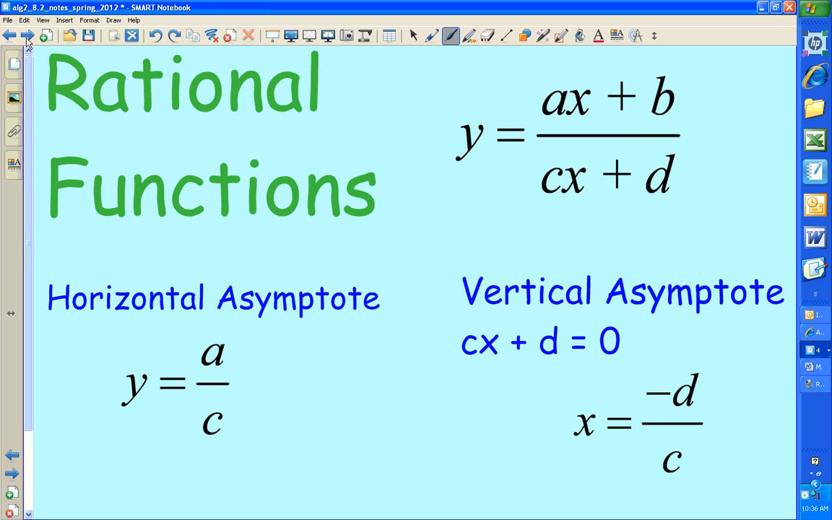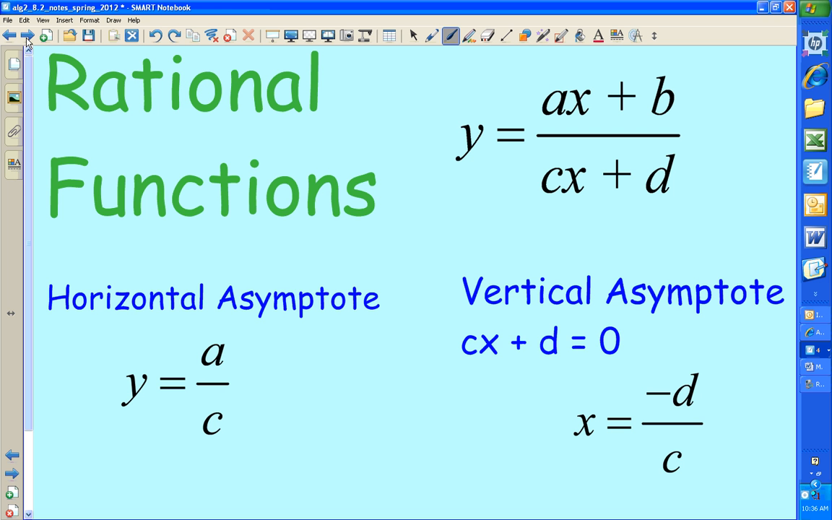Right. So again, let's talk about that graph. That graph right there is a lousy graph to do. That's why I just wanted to do the asymptotes. The graph is so far away from your asymptotes, you're off the graph. So it's not a very good example to start with. So horizontal asymptote is going to be y equals a over c when you're in this form. And vertical asymptote is x equals negative d over c.